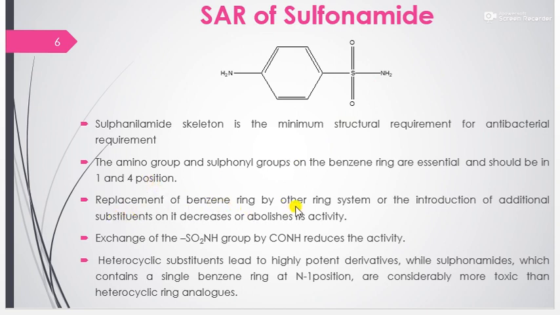Replacement of the benzene ring by another ring system or the introduction of additional substituents on the benzene ring decreases the activity. So this is your benzene ring, and different substitution or replacement of this benzene ring by another ring decreases the activity. Next, exchange of this SO2NH group by the CONH group also reduces the activity. Some heterocyclic substituents lead to highly potent derivatives, while sulfonamides which contain a single benzene ring at the N1 position are considerably more toxic than the heterocyclic ring analogs.